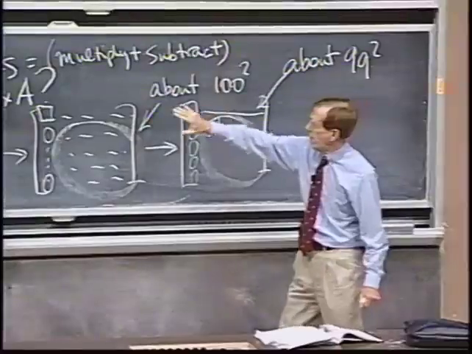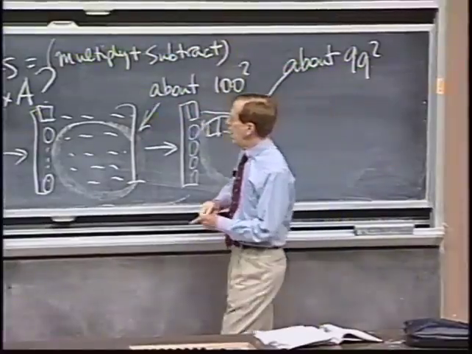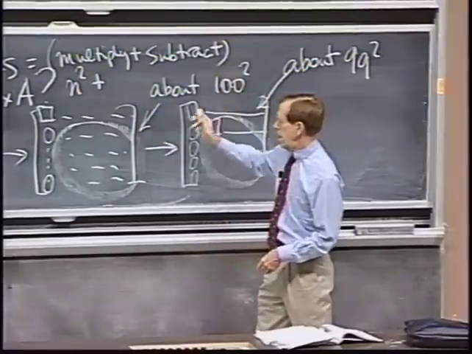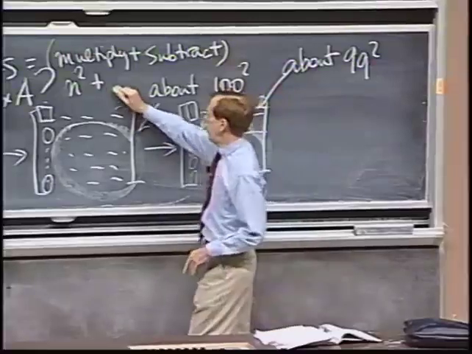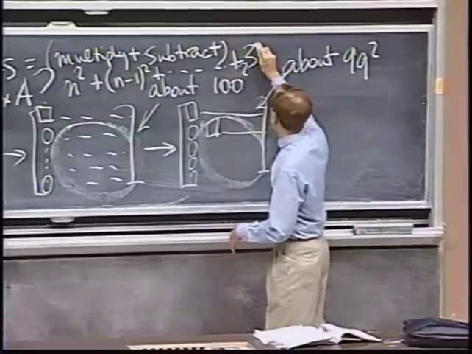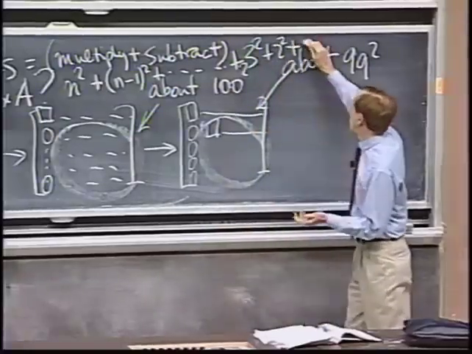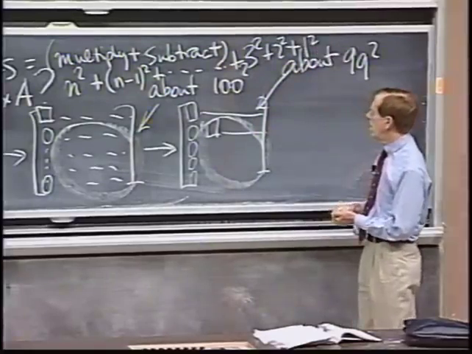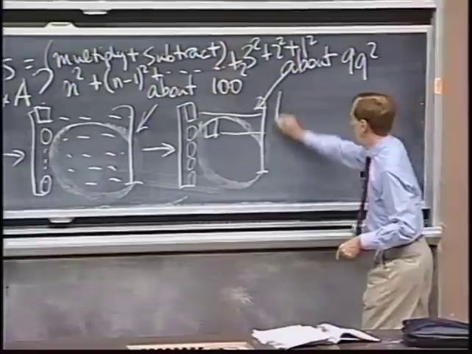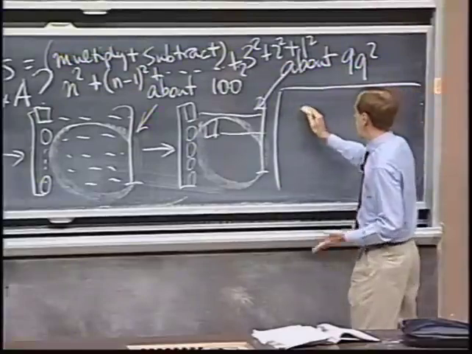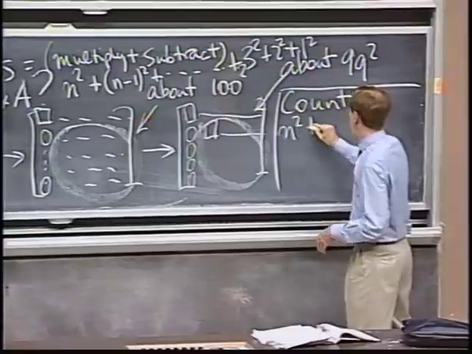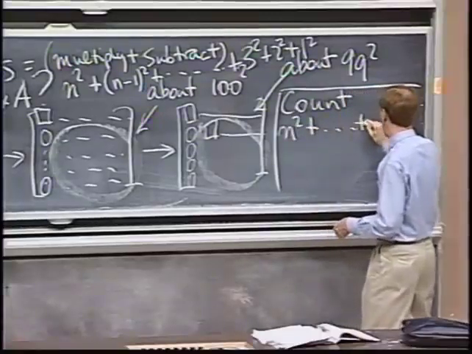So the number of operations is about n squared plus, that was n, right? N was 100. N squared for the first step, then n minus 1 squared, then n minus 2 squared, finally down to 3 squared and 2 squared and even 1 squared. Let me squeeze that in. So the count is n squared plus n minus 1 squared plus all the way down to 1 squared.